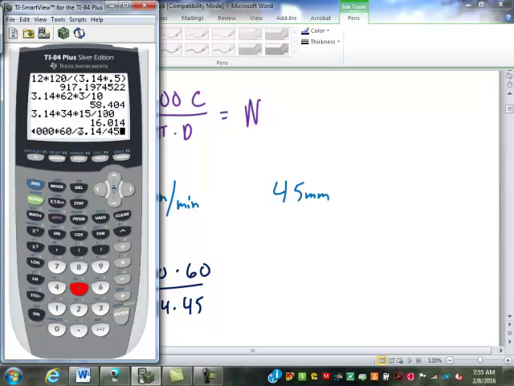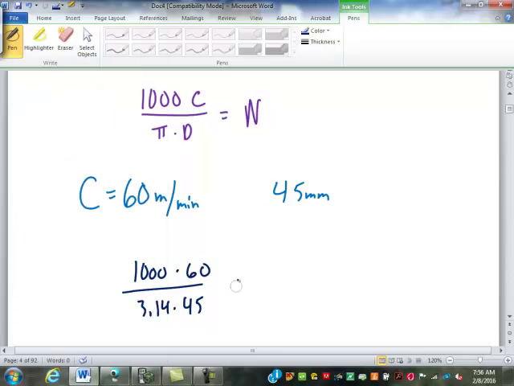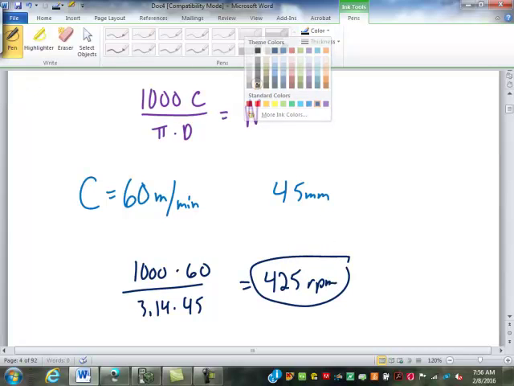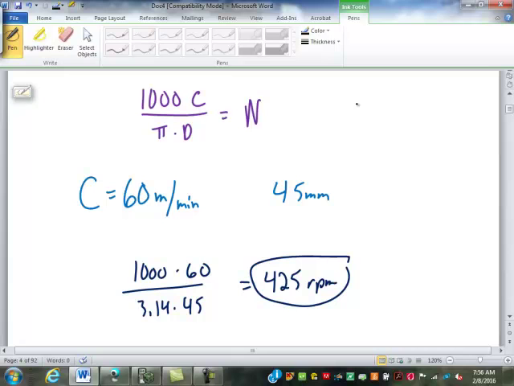Now you notice that time I forgot to put in my parentheses before the 3.14, so instead of multiplying by 45, I had to divide by 45 again. Because they're both on the bottom of the fraction. It works out the same. 424.6, so 425 RPM is what I'd run that at. Is that what you guys come up with?